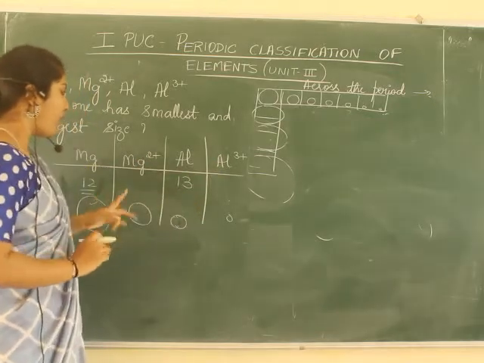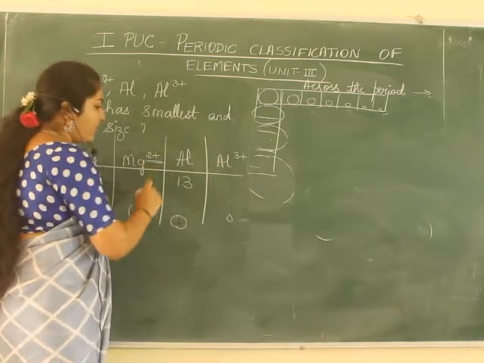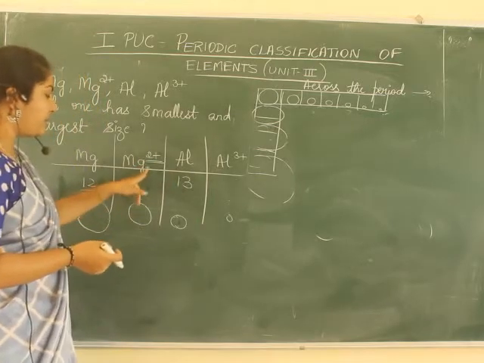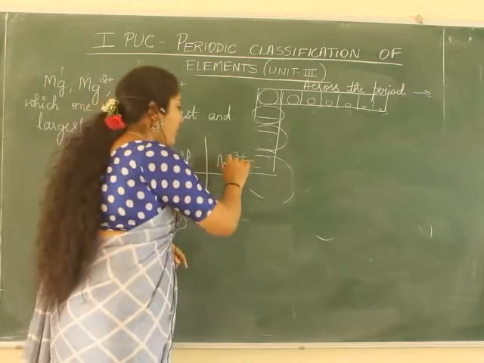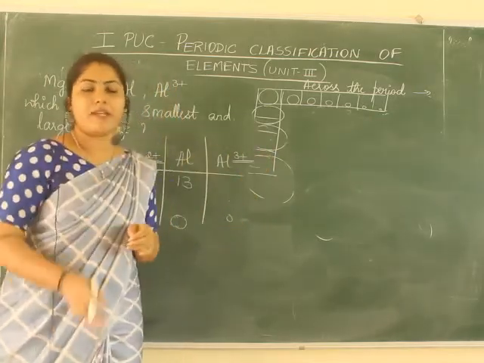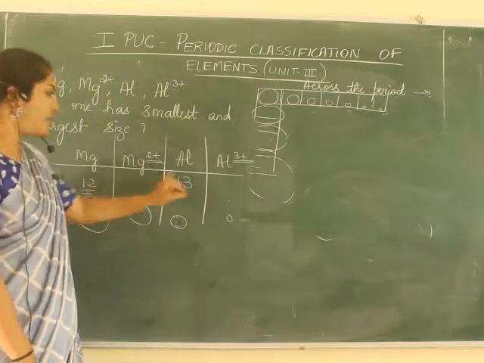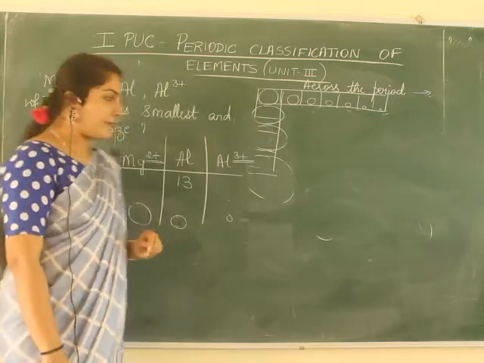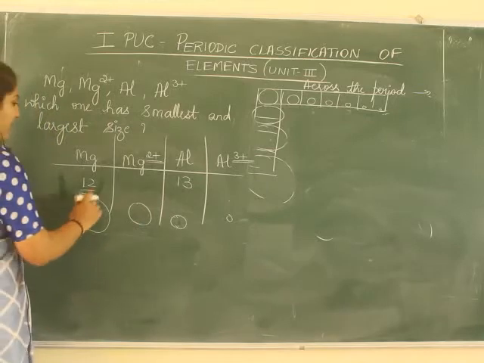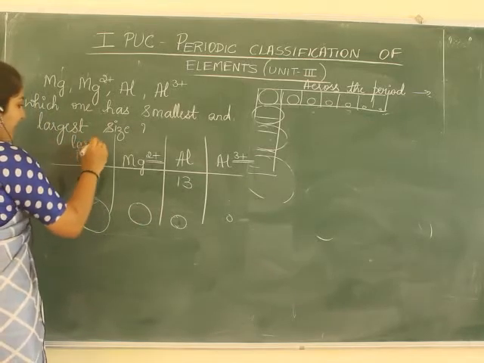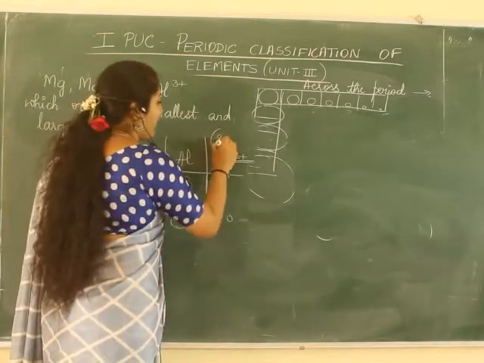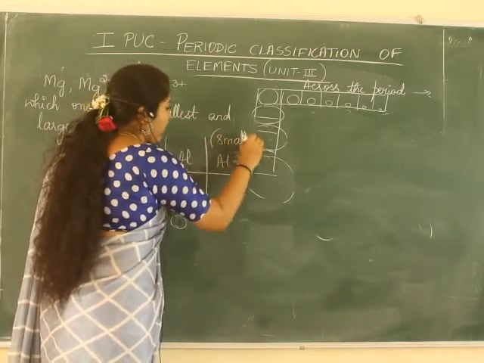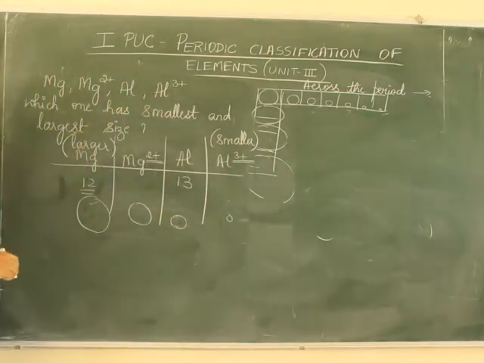See, one more thing to help you remember: here it has 2 plus charge, here it has 3 plus charge. The more the positive charge, the smaller its size. But you need to keep the atomic number in your mind. So which one has larger size? Mg has larger size. Which one has smaller size? Al3 plus has smaller size among these. Just make a note of it.